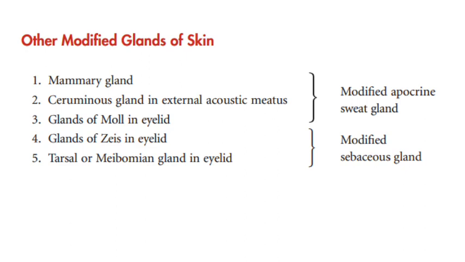Okay, so other modified glands of the skin are the mammary gland, then the ceruminous glands in the external acoustic meatus, meaning the ceruminous glands inside the ear that secrete wax, glands of Moll, glands of Zeis and the tarsal glands. Mammary gland, of course, we have all studied this, so we know that it is known as a modified sweat gland. It is a modified apocrine sweat gland.